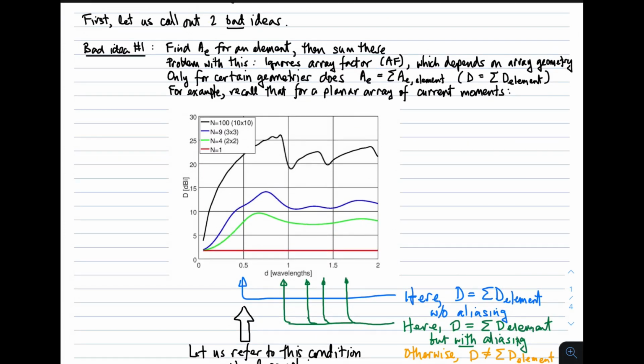First, let me call out two bad ideas. And when I say bad ideas, I mean ideas that are tempting and sometimes used inappropriately, but which you should be aware of so that you don't make a similar mistake.